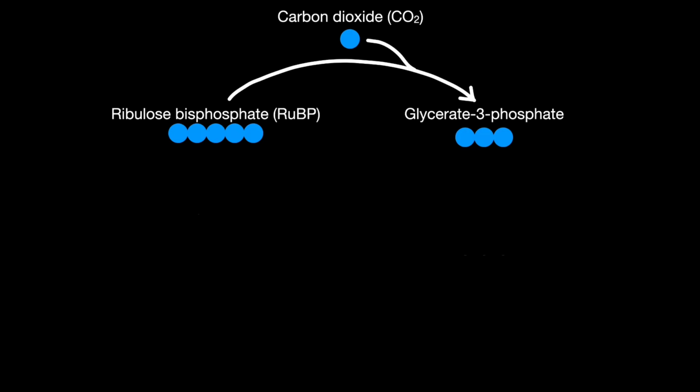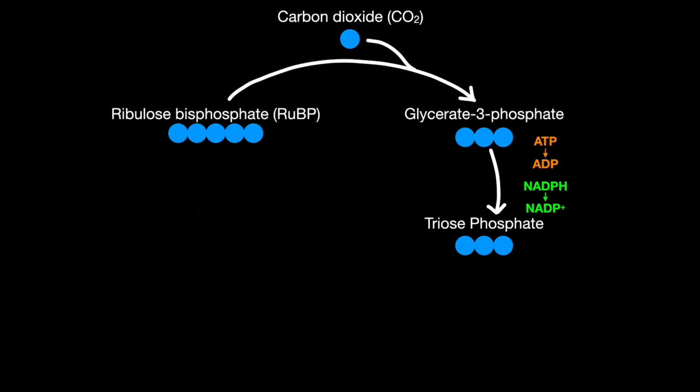In the next stage, the glycerate 3-phosphate becomes another 3-carbon molecule known as triose phosphate. In order to convert glycerate 3-phosphate to triose phosphate, ATP is required and breaks down into ADP. In addition, it is here that we use the NADPH from the light-dependent reactions of photosynthesis. The NADPH is oxidized into NADP+. The electrons released from this oxidation are gained by the glycerate 3-phosphate in the process of forming triose phosphate. Therefore, this is reduction of glycerate 3-phosphate.